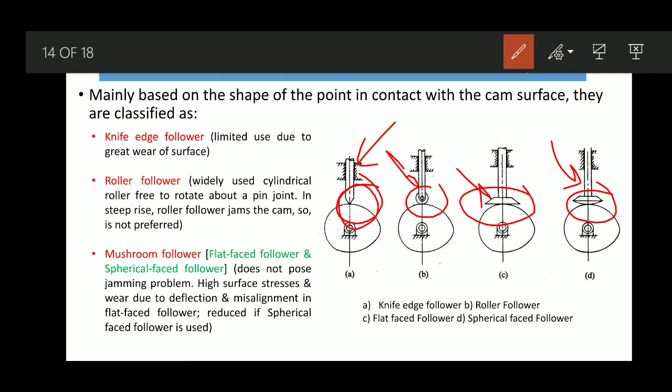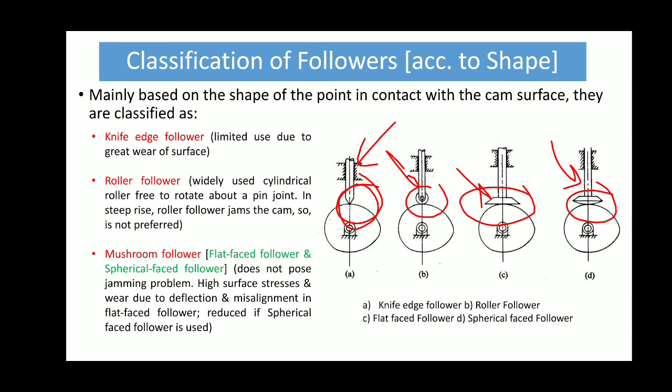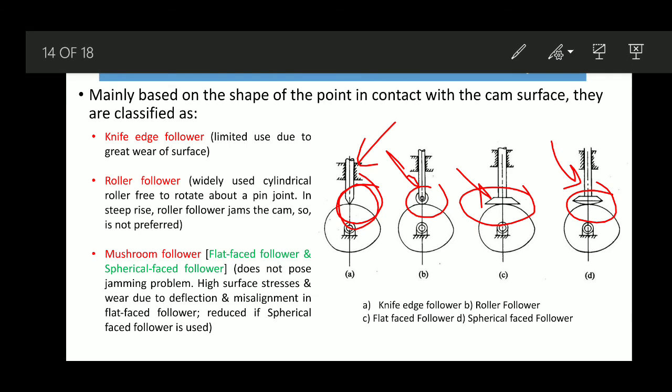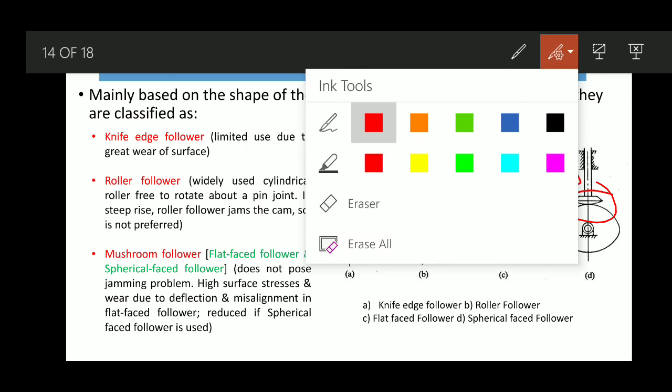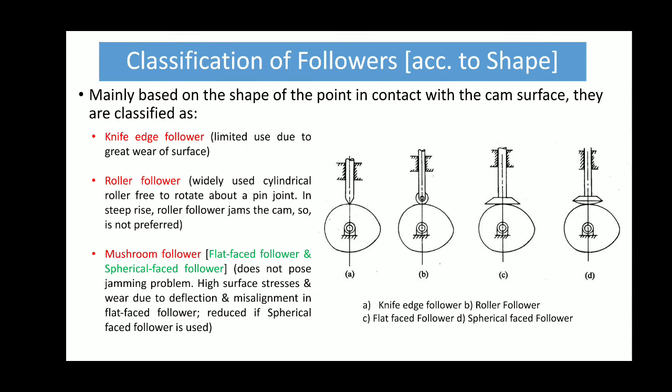So based on that particular shape, they can be classified. Out of them, the knife edge follower's use is limited, because, as you already know, the cam and follower are always in constant contact, and there is some relative rotational motion. The cam is rotating, and the surface of the cam and follower are in contact. So with the knife edge follower, the wear and tear of the surface is more, that's why its use is limited.